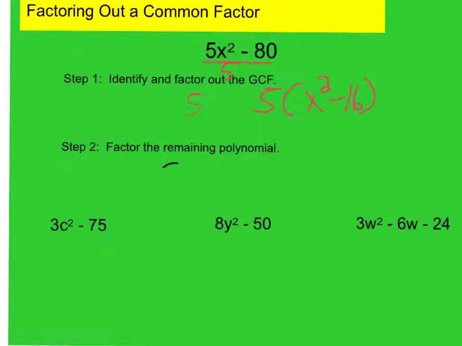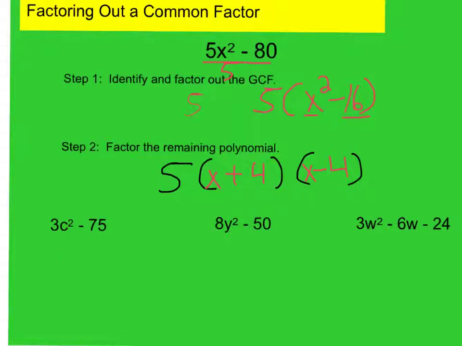So all I need to do is write my 5, and then set up my 2 parentheses, and the square root of x squared is x, and the square root of 16 is 4. I know that one has to be positive and one has to be negative. That's the only way I'll get negative 16, and it's the only way that the middle will disappear, a plus 4 and a minus 4.